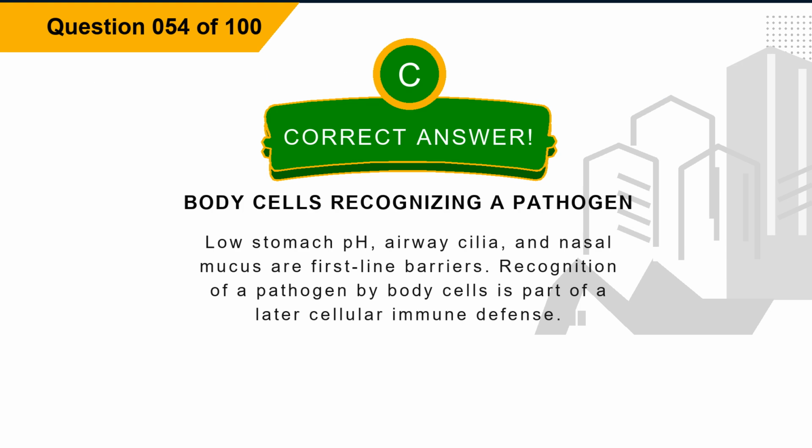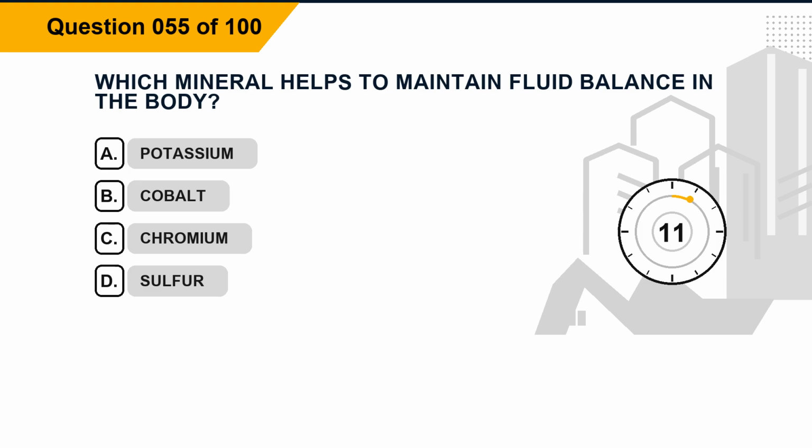The correct answer is option C, body cells recognizing a pathogen. Explanation: low stomach pH, airway cilia, and nasal mucus are first-line barriers. Recognition of a pathogen by body cells is part of a later cellular immune defense. Question 55. Which mineral helps to maintain fluid balance in the body? Option A, potassium. Option B, cobalt. Option C, chromium. Option D, sulfur.